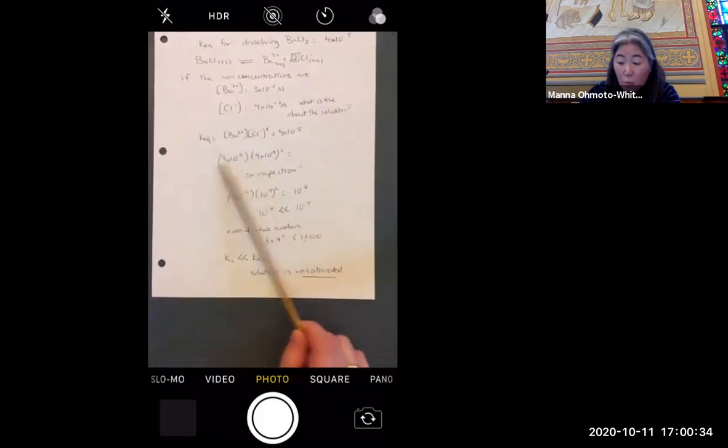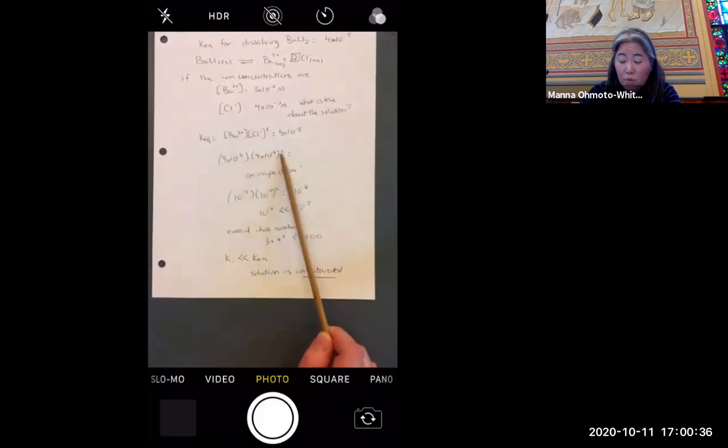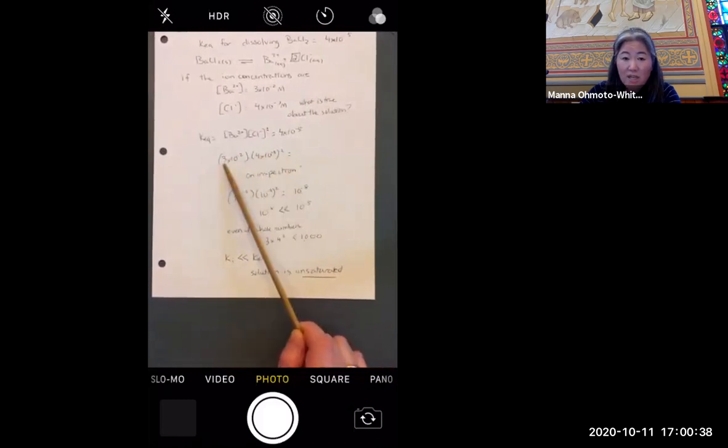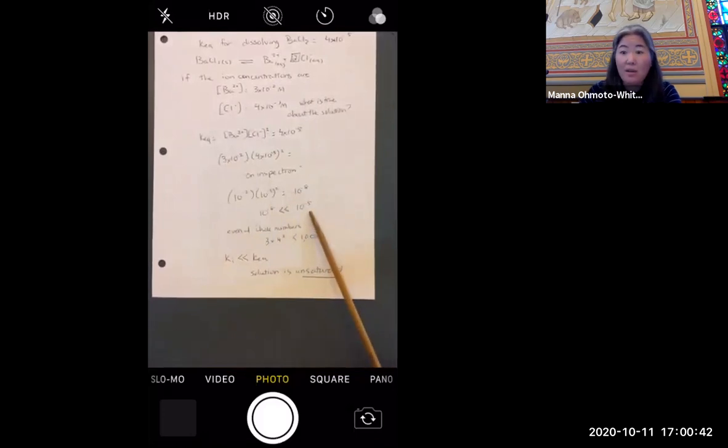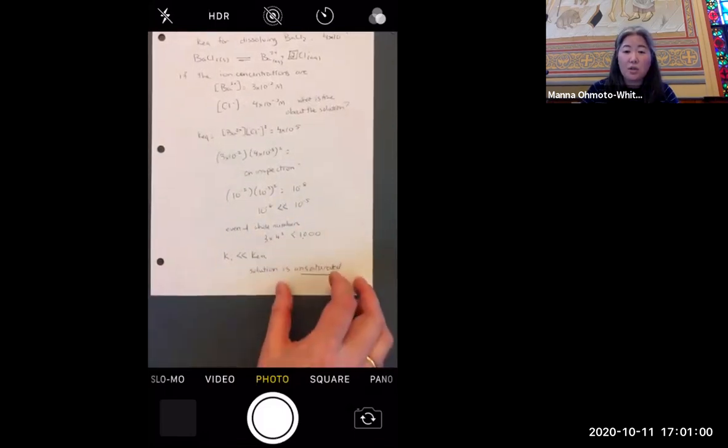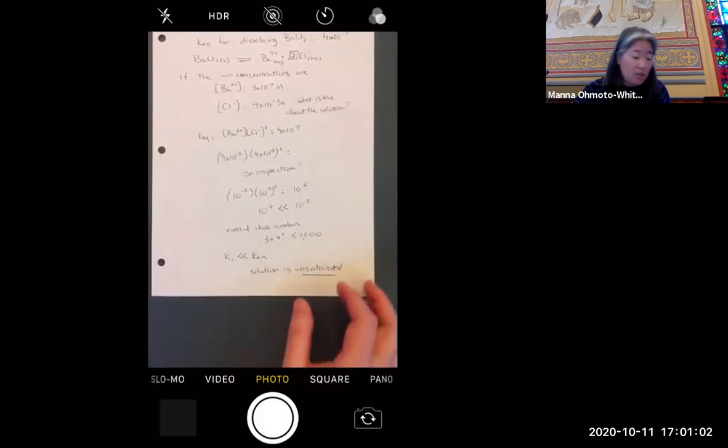It doesn't matter what I do to these things, right? 4 squared is 16 times 3. That's 48. 48 times 10 to the negative eighth is not bringing it any closer to 10 to the negative fifth. So much smaller, don't even have to worry about those numbers. And so I can say that my Ki value is definitely smaller than my Keq value. My solution is unsaturated. I'm not at equilibrium. I can dissolve more barium chloride in this solution because I haven't reached the limit of solubility.